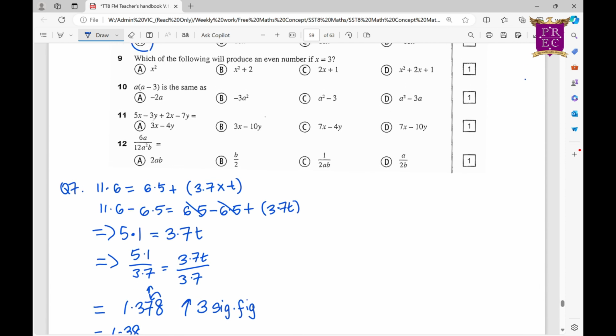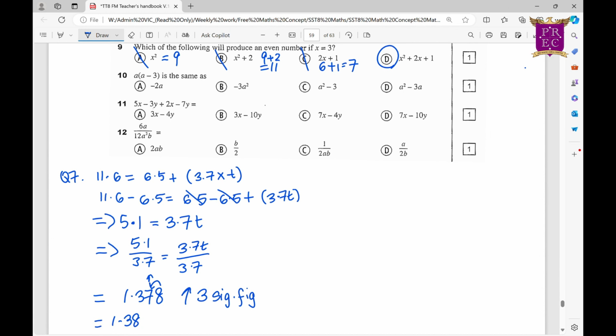Alright, question 9. Which of the following will produce an even number if x is 3? So x squared, 3 squared is 9, so it's not that. That's just 9 plus 2, which is 11, so it's not B. That's 6 plus 1, because it's 2 times 3, which is 7, so it's not that, which leaves us with D.